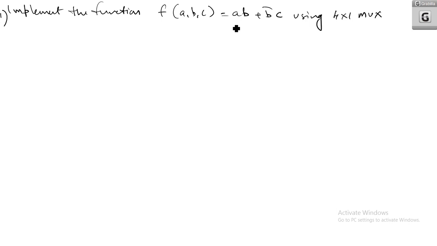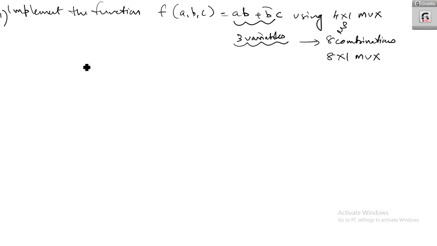Now see, here the function is having 3 variables. Now if there are 3 variables, there should be 8 combinations. That is 2 power 3 combinations. That means for the normal realization you should use an 8 by 1 mux. But the question is to realize the function, which is realizable by an 8 by 1 mux, by a 4 by 1 mux. So you have to take the divided by 2 concept. That means taking two rows, that concept.